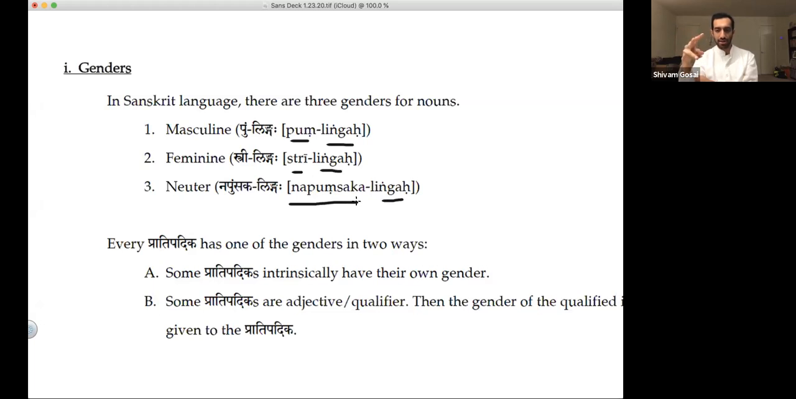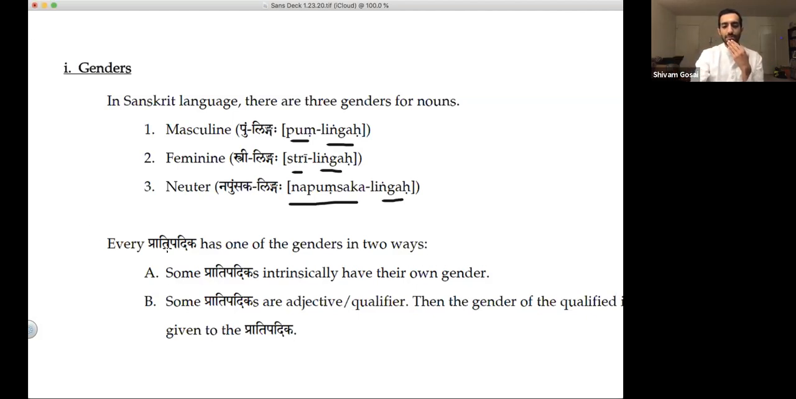Okay, so within the noun, we have to look at the gender, and the gender is one of these 3 types. The reason this is important is that when we add a pratipadika plus a supratyaya, it will decline, right? It will change forms, and the gender is very significant to how it declines, if that makes sense.